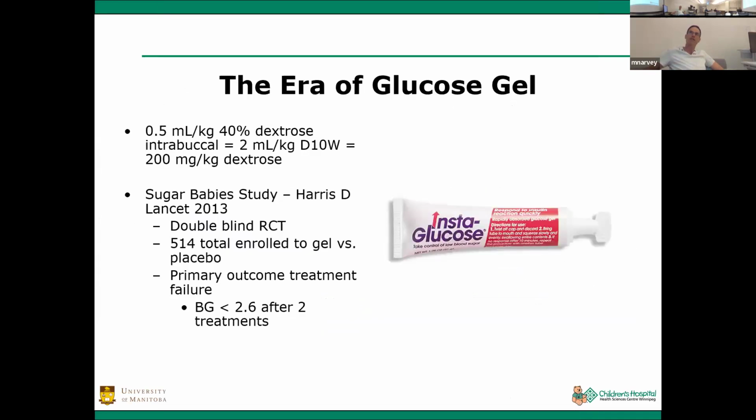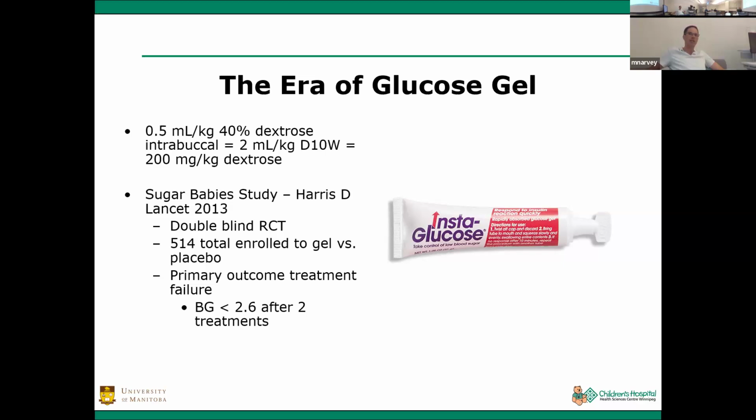We'll just skip that. So what about glucose gel? We just went through that. The Sugar Babies trial I talked to you about briefly, it was back in 2013 by Debbie Harris. And I probably quote this trial more than almost any other trial, because by neonatal standards, to enroll 513 or 514 patients is a pretty good study.